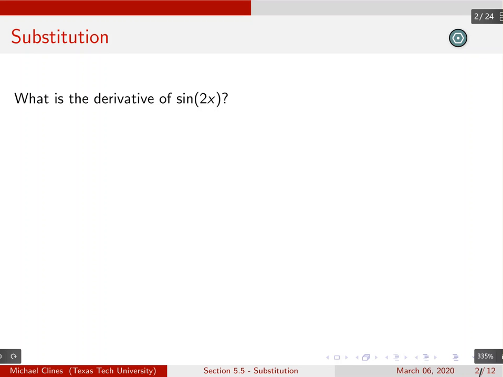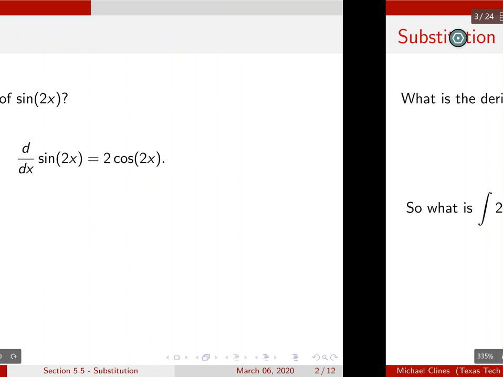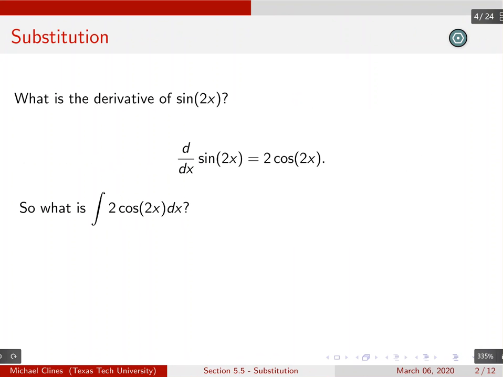Let's start off by asking ourselves this question. What is the derivative of sine of 2x? Well, the derivative of sine of 2x is just 2 cosine of 2x. But what if we're not asked to take a derivative? What if we're asked to take an integral? For example, what is the integral of 2 cosine of 2x dx?